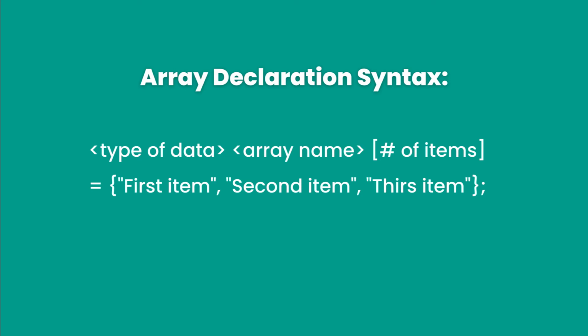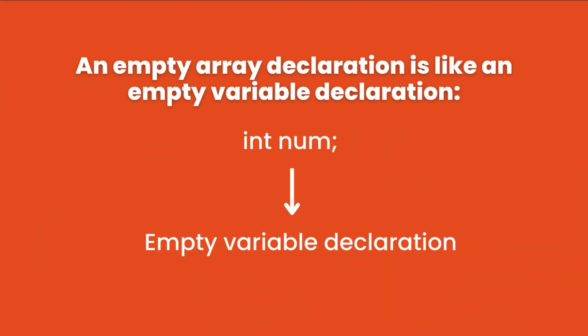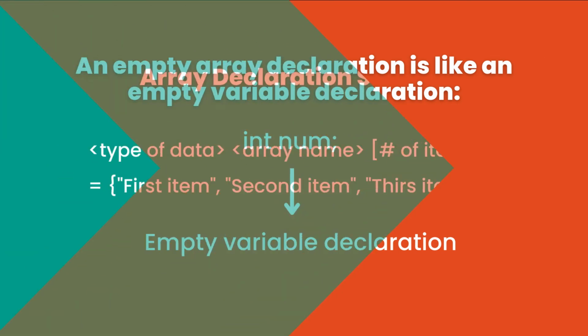Now, after this, you can choose to end the array declaration with a semicolon. In that case, you would have declared an empty array that has no values, and you would have to fill in the values later in the program. It's just like declaring an empty variable, like this.